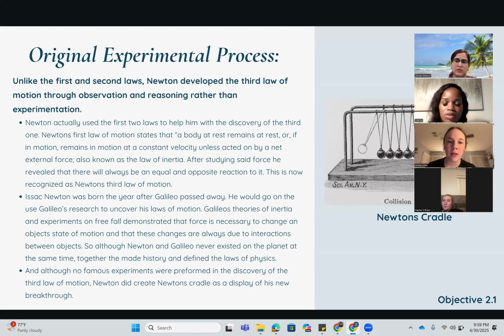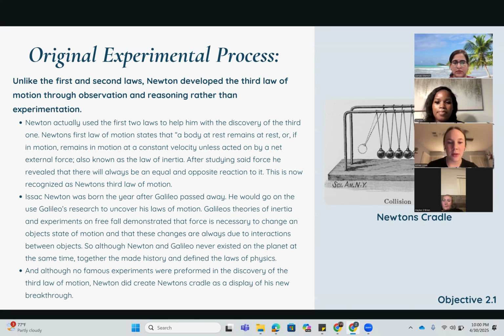He was born the year after Galileo, so they never actually interacted, but he would go on to use Galileo's research to uncover his laws of motion. Galileo's theory of inertia and experiments on free fall demonstrated that force is necessary to change an object's state of motion, and that these changes are always due to interactions between objects. So although they never existed on the planet at the same time, they made history together and defined the laws of physics.